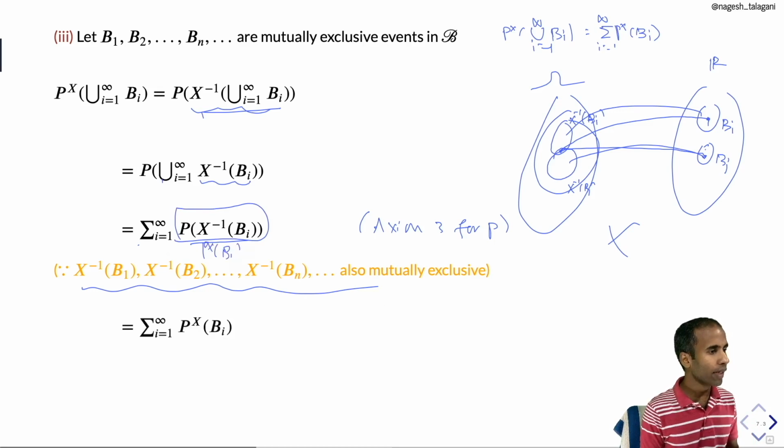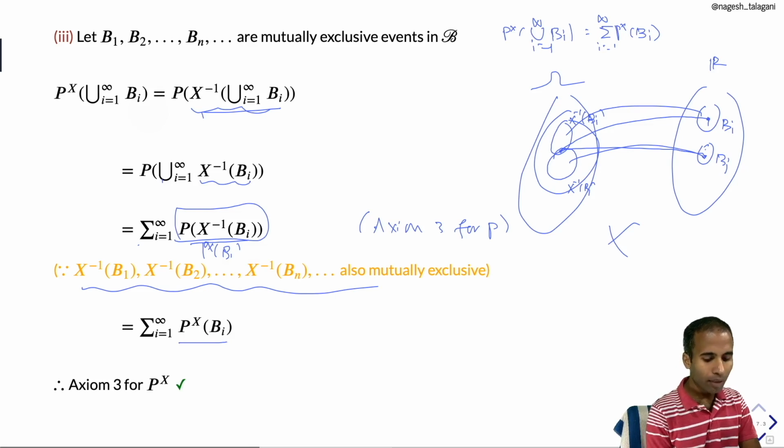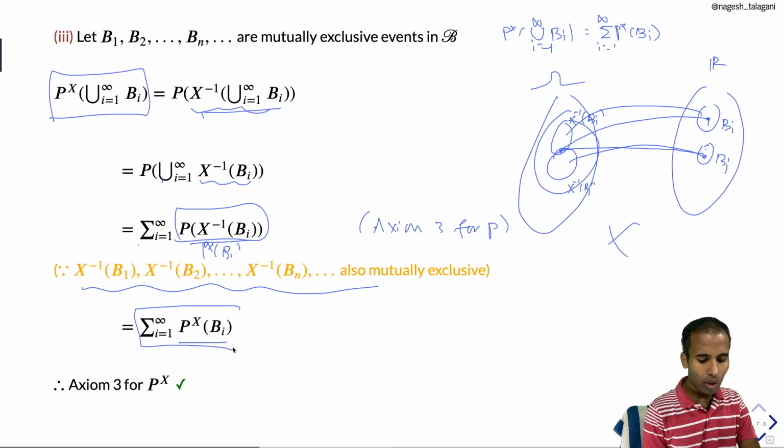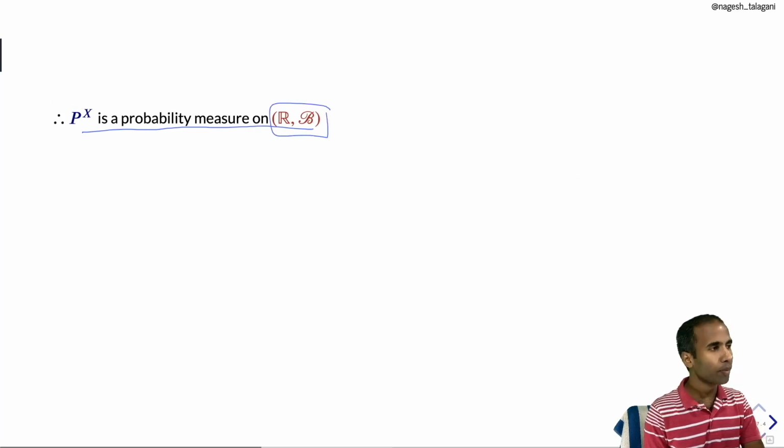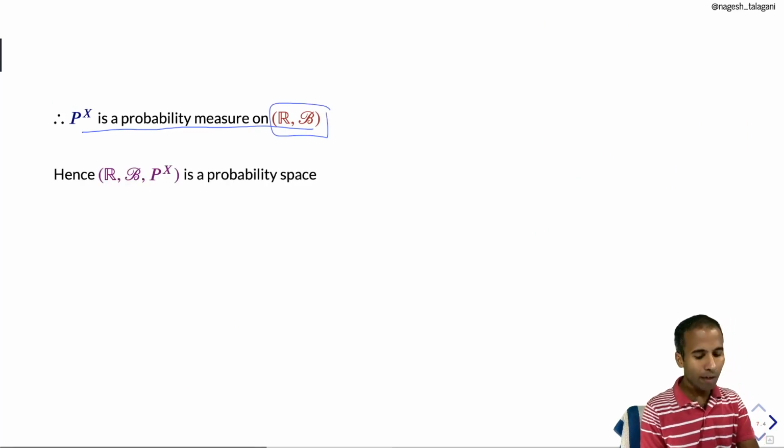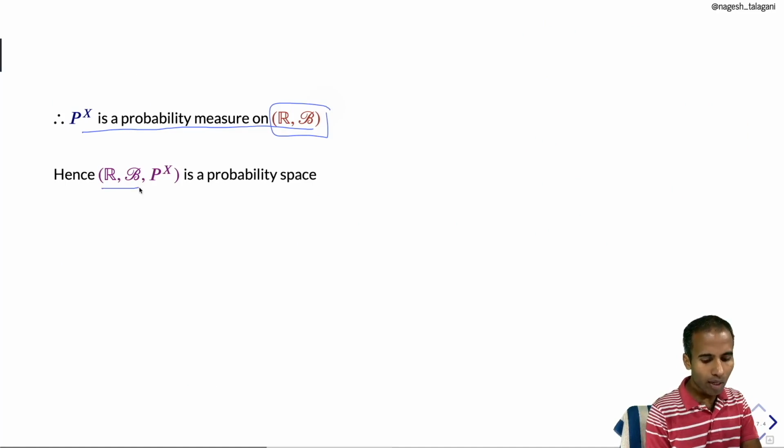So in the next step, each term is Px of Bi, and the summation is i equal to 1 to infinity of Px of Bi. Therefore we have Px of the union i equal to 1 to infinity of Bi equal to the summation i equal to 1 to infinity of Px of Bi. So axiom 3 is verified. Therefore, Px is a probability measure on this measurable space R, script B. Hence, we have a new probability space R, script B, Px.